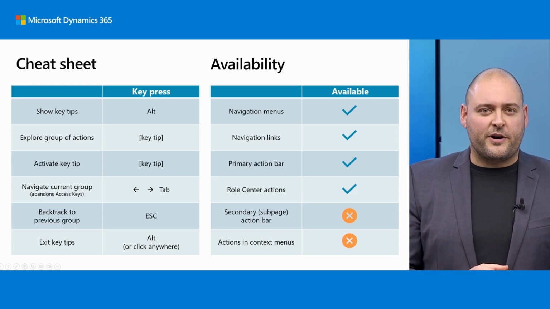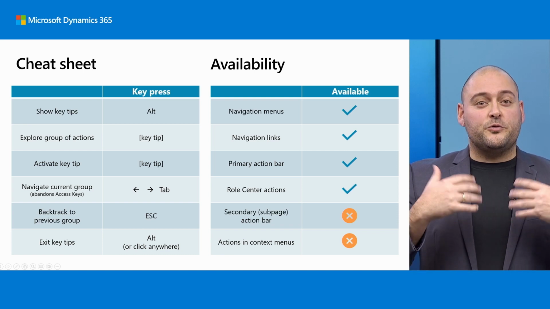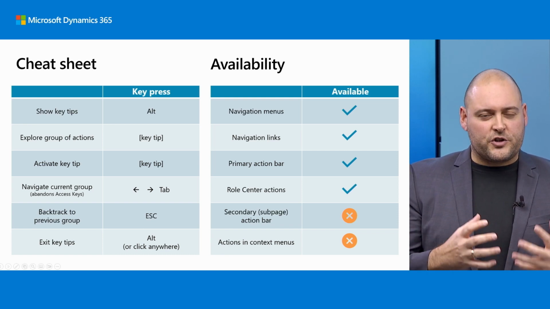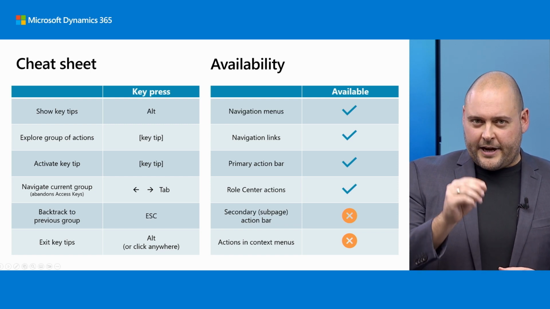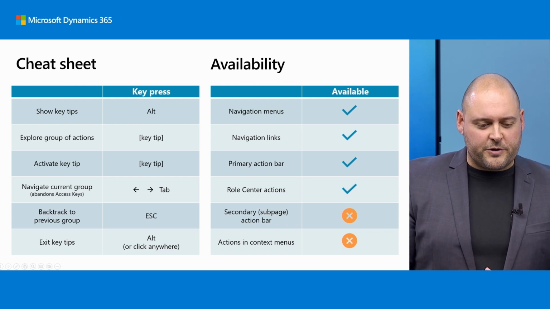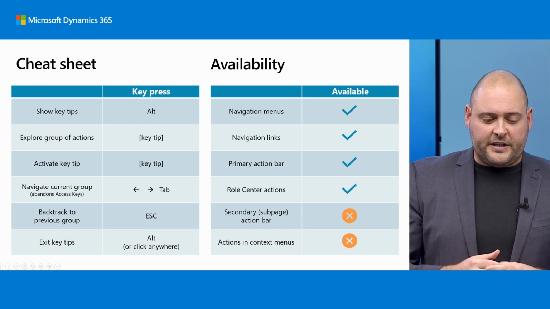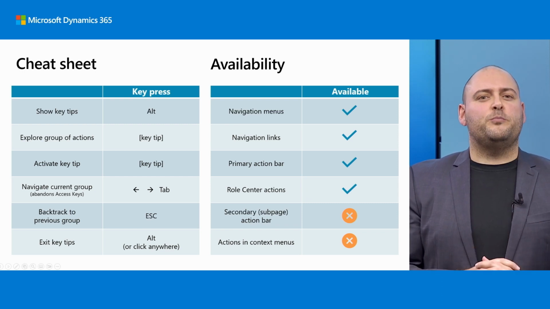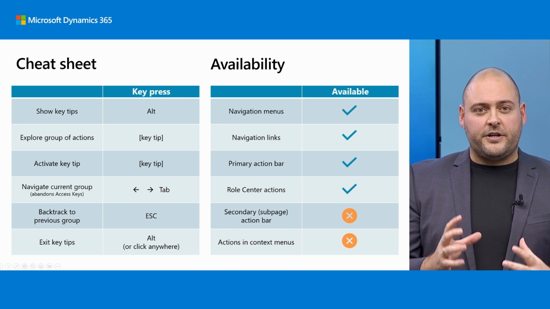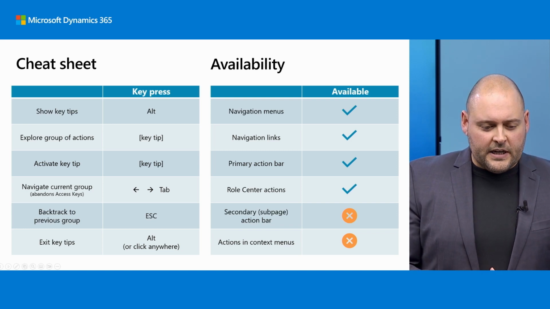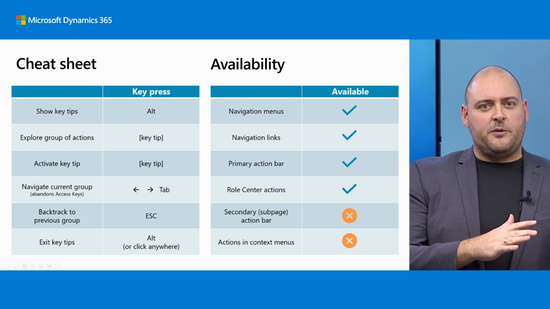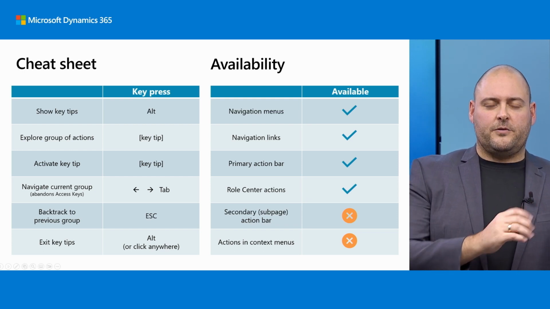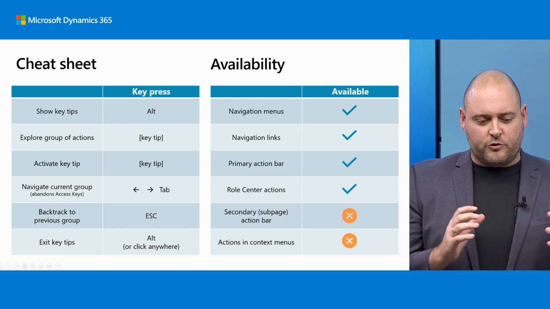So the Alt key press is what initiates showing the first key tips. And then as you drill down and explore a group of actions or navigation links, you use the actual specific key tip that is shown on screen. To activate it, you use that key tip. And if you want to navigate around once you have arrived in a group that you're interested in, you can use the arrow keys or even the tab key as well. To backtrack, use the escape key. That will take you up one level to the previous group you were in, the outer group.